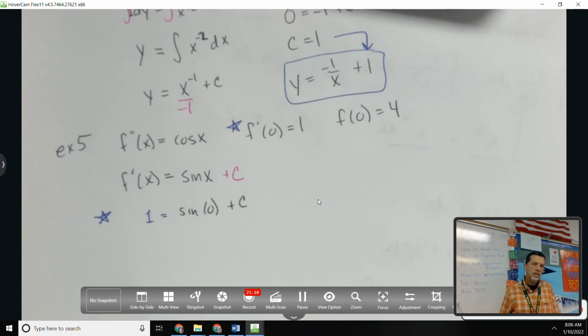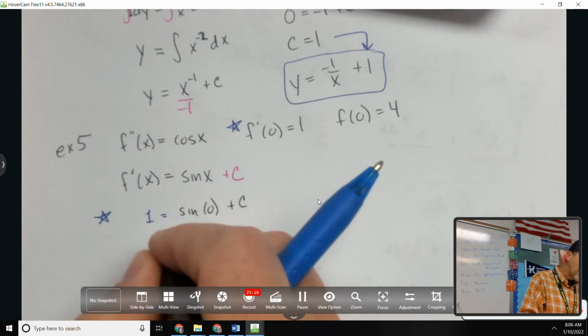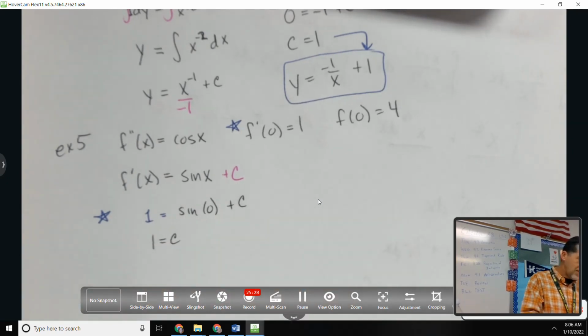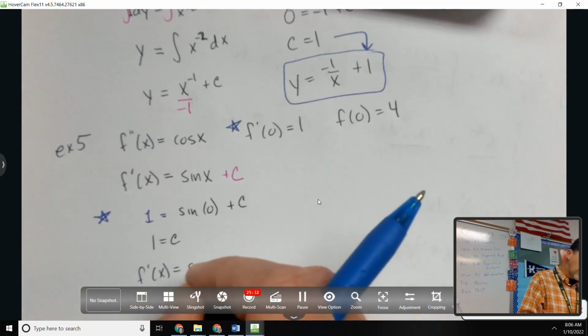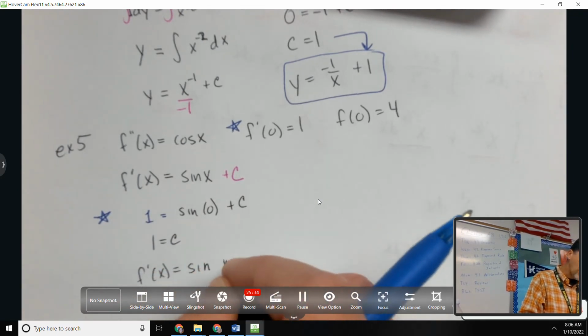So it's helpful to find the c's as you go rather than to underivative twice, and then you got 2 c's to deal with. It can be done, but find them as you go. What's the sine of 0? Pre-cal experts, yes. So now I know that f prime of x is sine of x plus 1.